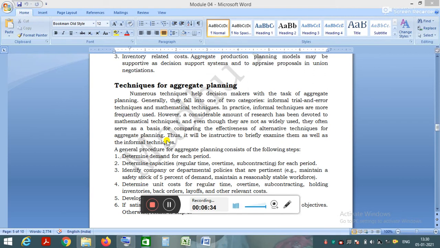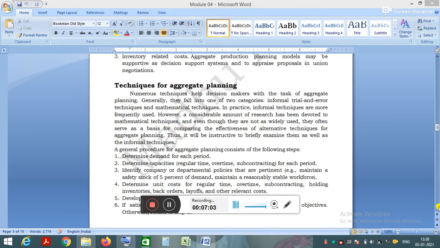Okay, for example, maintain a safety stock of 5% of demand. Maintain a reasonably stable workforce. This means the policy followed by the department, whether they are maintaining the inventory, maintaining a stable workforce, or varying the workforce. The decision maker must know the policies of the organization. Then only he can take proper decisions.